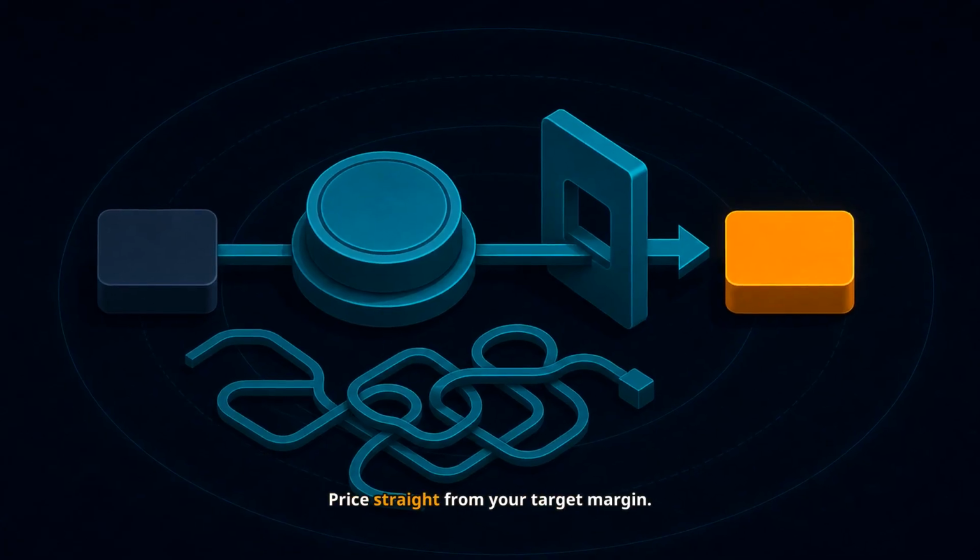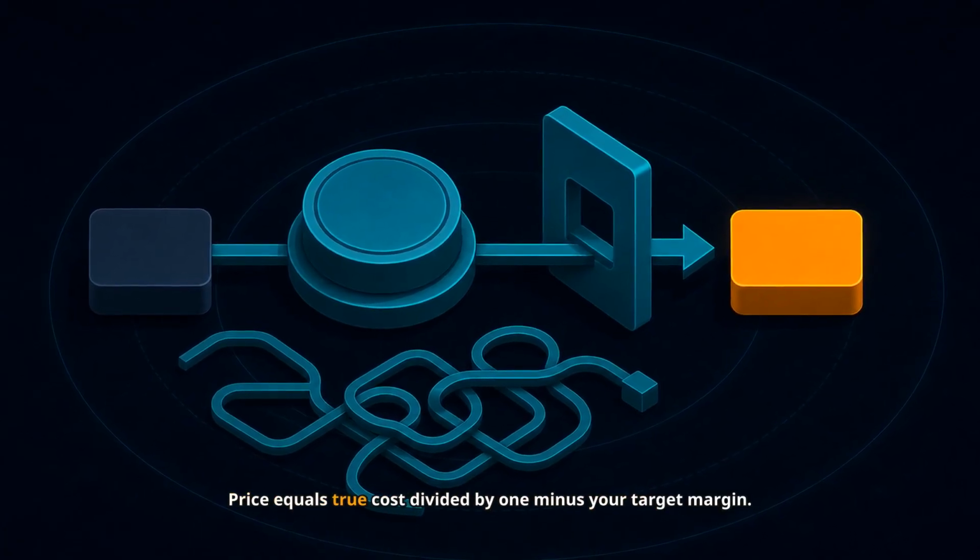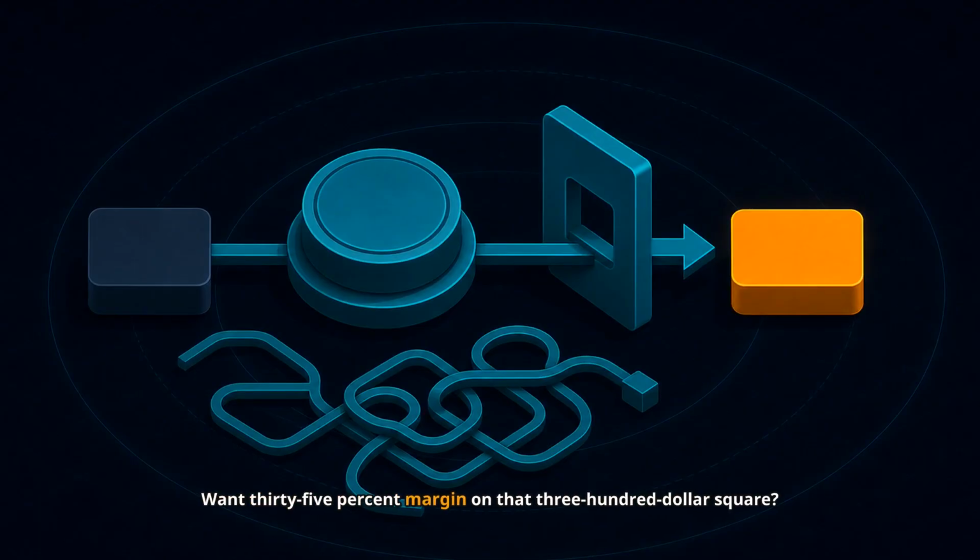Here's the fix. Stop marking up. Price straight from your target margin. Price equals true cost divided by 1 minus your target margin. Want 35% margin on that $300 square? 300 divided by 0.65 is $461.50. No confusion, no leakage. And to actually keep a 50% margin, you don't mark up 50. You mark up 100. You double your cost. Tape that to the estimator's wall.